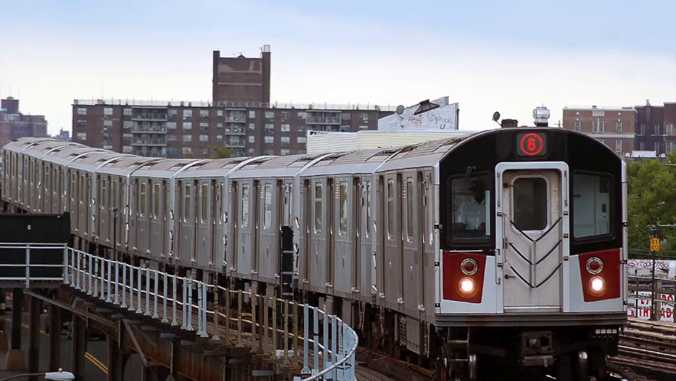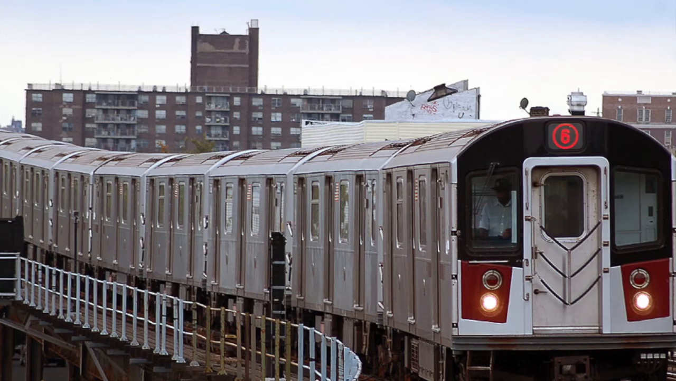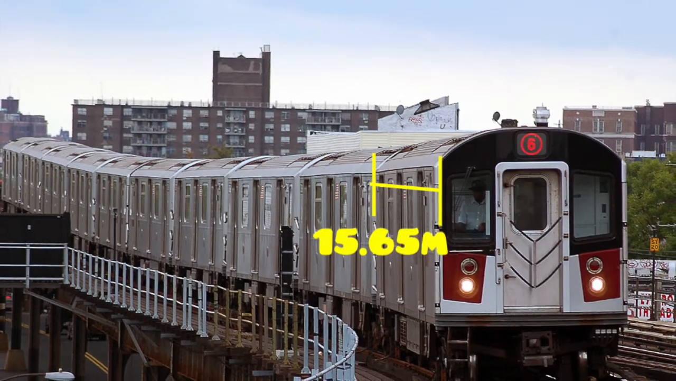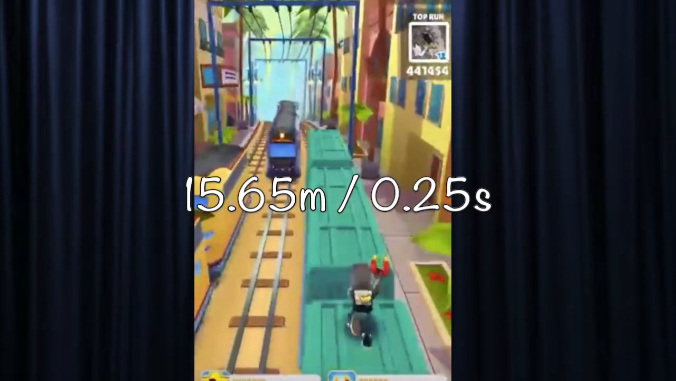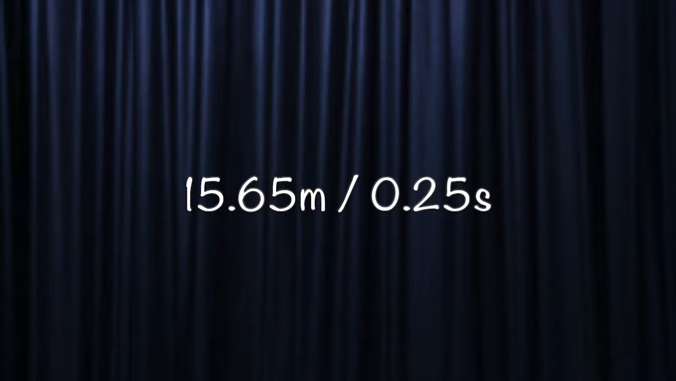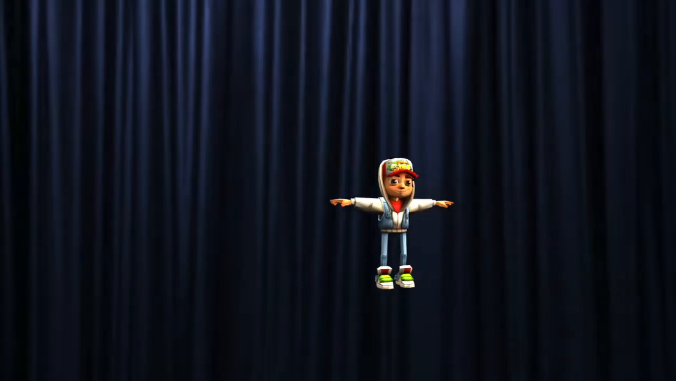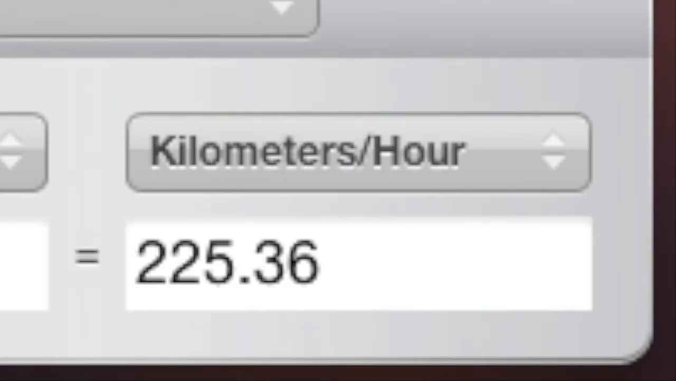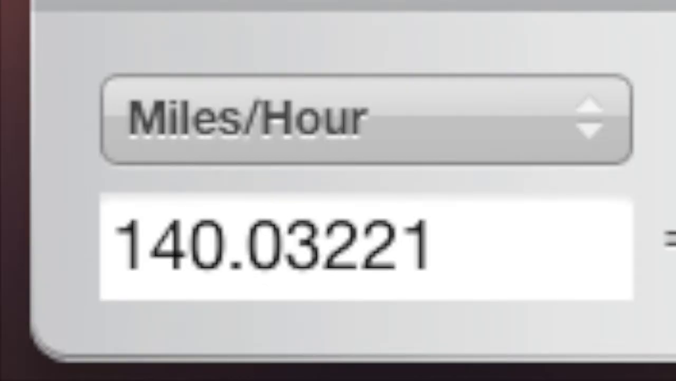If a New York City R142A subway car is 15.65 meters, or 51.33 feet long, then that means Jake would be running 15.65 meters per 0.25 seconds. To convert this to meters per second, we must multiply both numbers by 4. Therefore, the man, the myth, the legend, Jake from Subway Surfers, top speed is 62.6 meters per second, or 255.36 kilometers per hour, or 140 miles per hour.